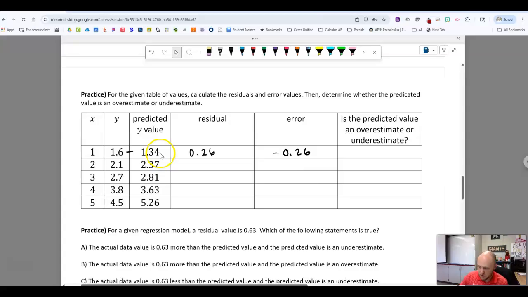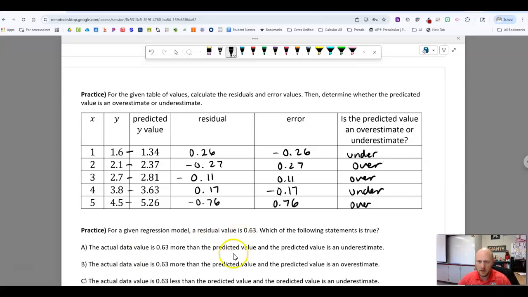Okay, so you underestimated. So this is an underestimate. And you can go ahead, just fill in the rest of these, and we'll see what we get. Okay, here are the values. You just subtract actual minus predicted. That would be a negative 0.27.